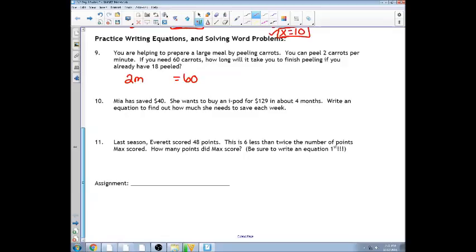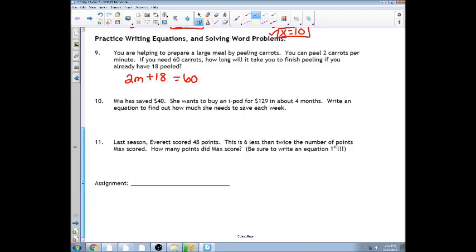Well, how do I write that with my 2m? 2m is 2 carrots per minute, right? If I already have 18, then I don't need 60 figuring out how many minutes I need, right? I need 60 minus 18. So in order to write this correctly, what it's telling me is I can peel 2 carrots per minute, plus I already have 18. I need that to equal 60. Okay? You don't have to write that twice. You only have to write it once.